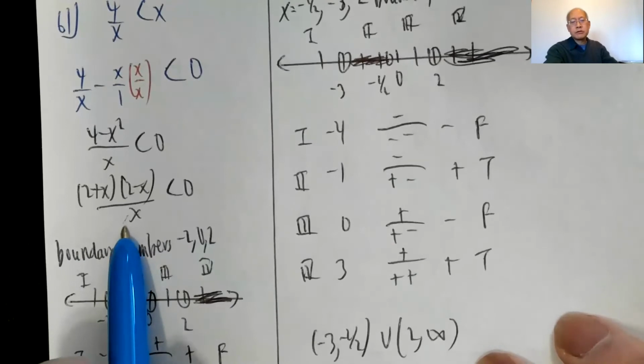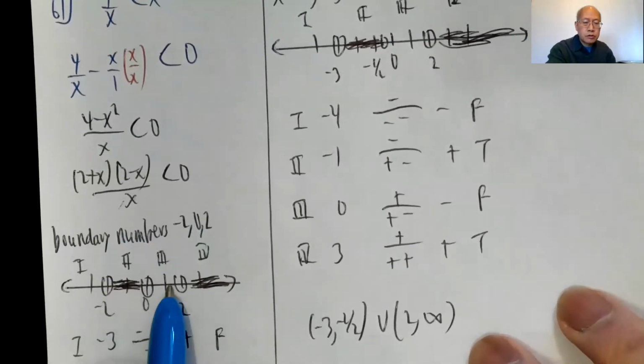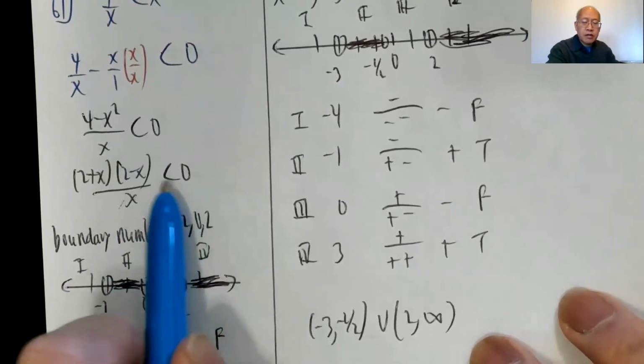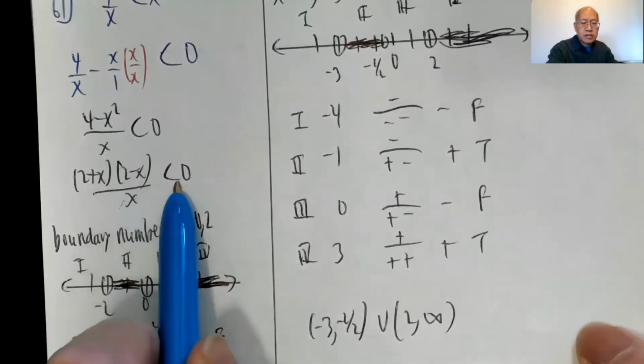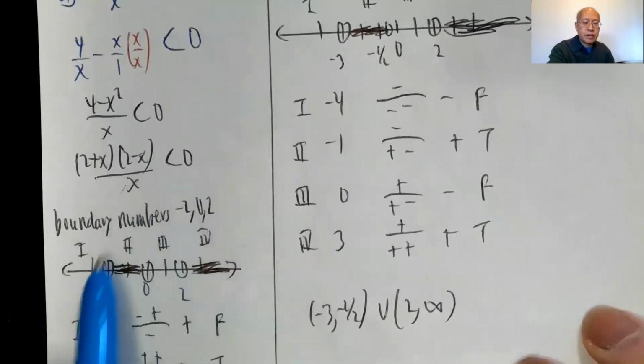What makes the bottom 0? 0. So negative 2, 0, 2. Since you have strictly less than, they're all going to be open circles. So you're either going to get 0, 0 less than 0, or you get undefined, which is not possible either.